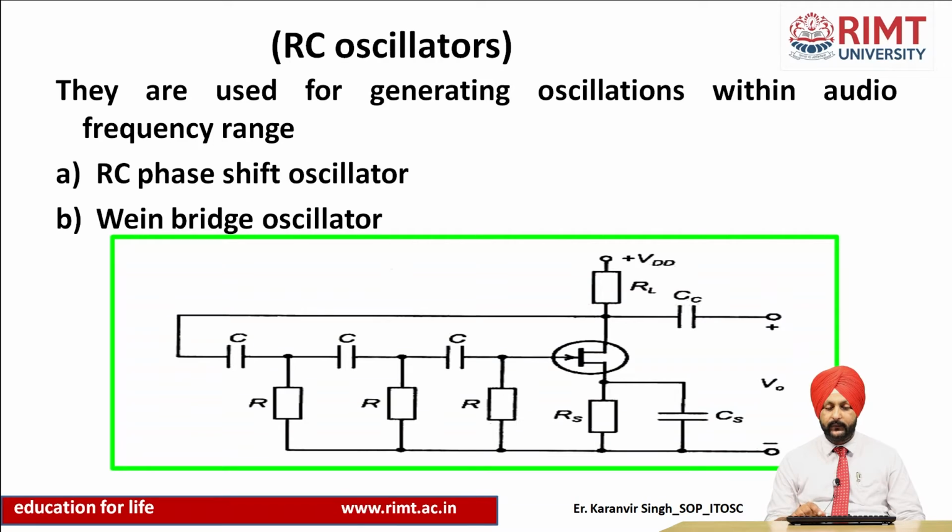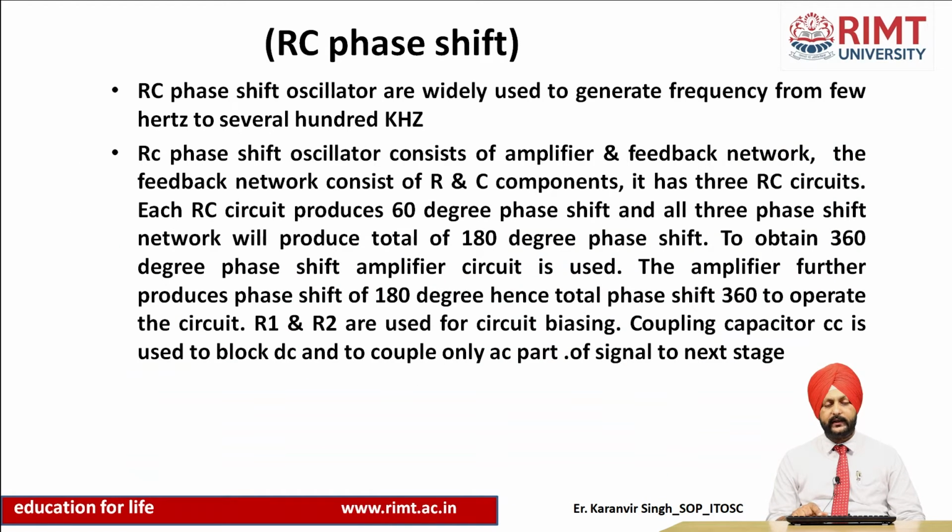As we know, in the case of the RC phase shift oscillator there is a need to produce a 360 degree phase shift for operating the circuit properly. For that reason we have added 3 RC phase shift networks, in which each single RC network produces a 60° phase shift. So the total phase shift produced by the 3 RC networks is 180°.